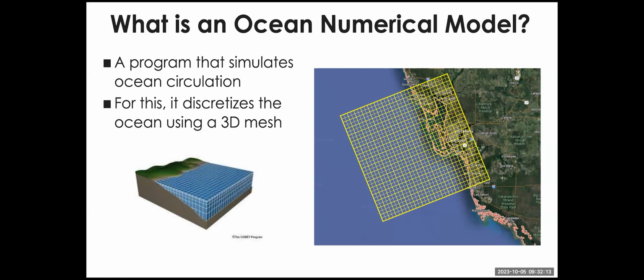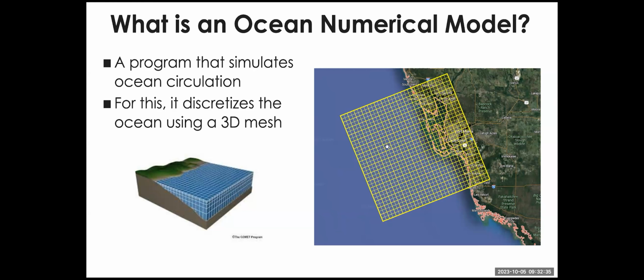So the first thing that you have to do when you do this type of models, you have to discretize it, so we can solve the equations using a computer. So that means that we will define a 3D mesh. Here you see the horizontal part of it, and this is a cartoon of the 3D mesh. In reality, we have more resolution, like 1000 by 1000.